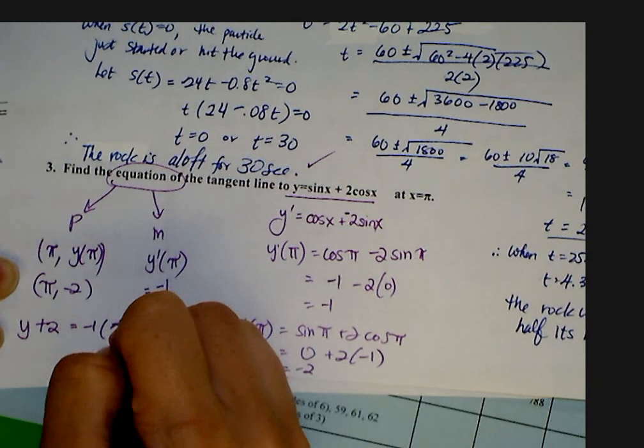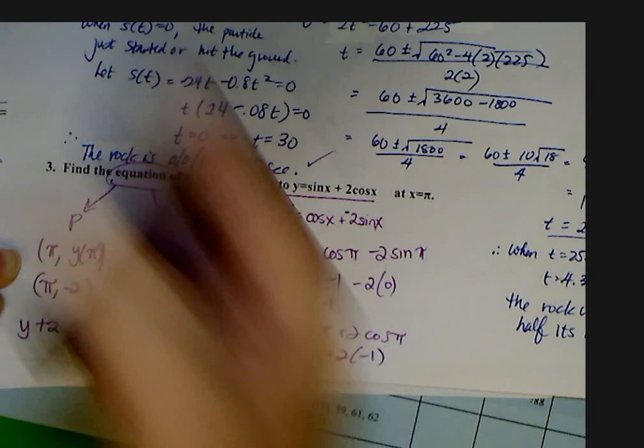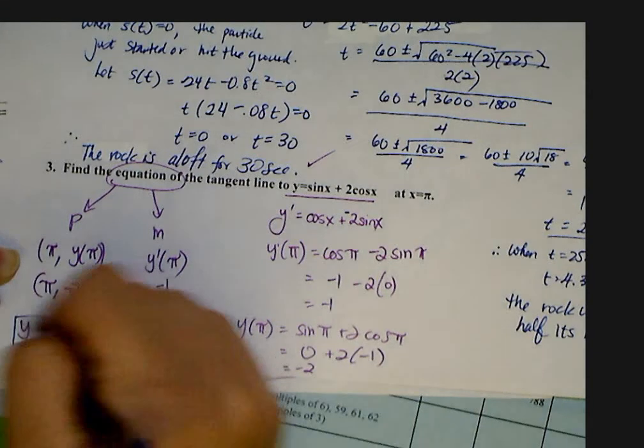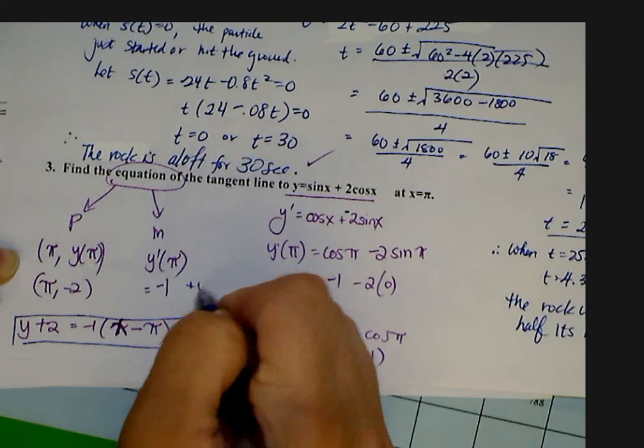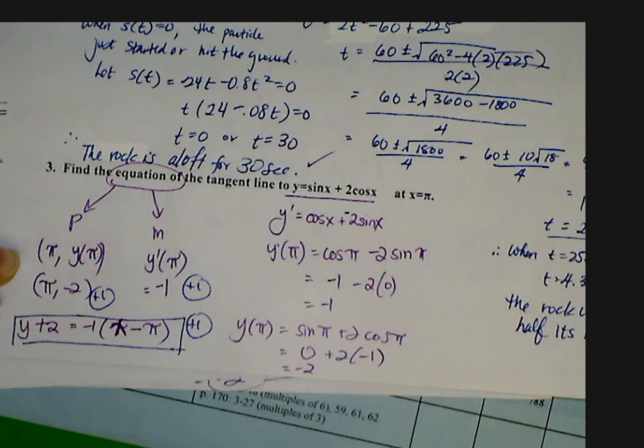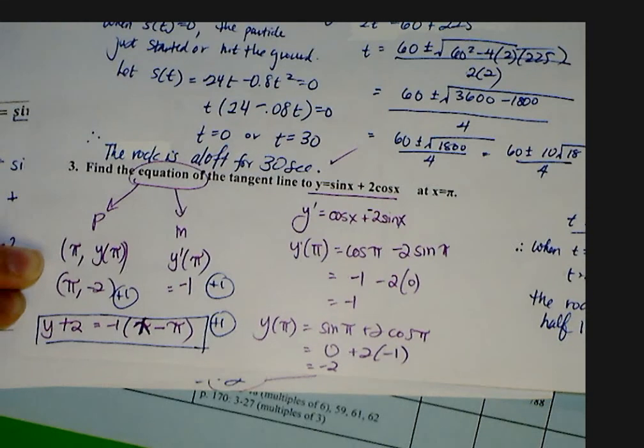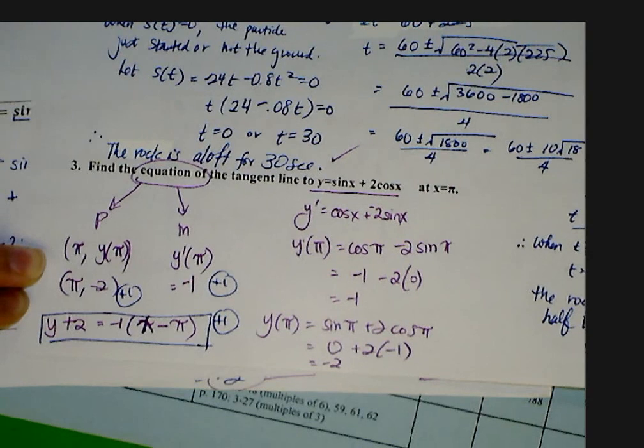Should be 3 points. Yeah, 3 points. 1 point for the slope being negative 1, 1 point for the point being pi comma negative 2, and 1 point for putting it in the slope form. That's fine. You asked me the last time. Wait, hold up. 2 points.